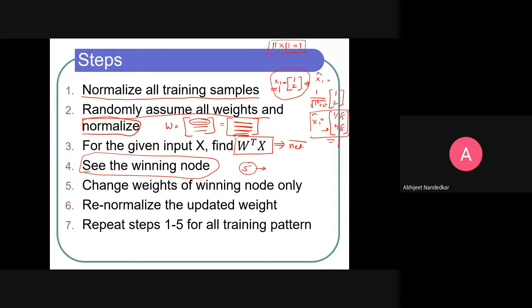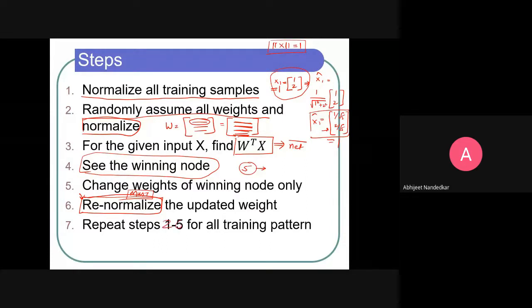Then change weights as per our formula and then renormalize. Don't miss this renormalization step in your problems that may appear in your exam, because if you don't follow this, your answer is going to be wrong. This is a must step. You can even try with your programs in the lab: if you remove this, what happens? Then repeat this procedure, say steps 2 to 6.